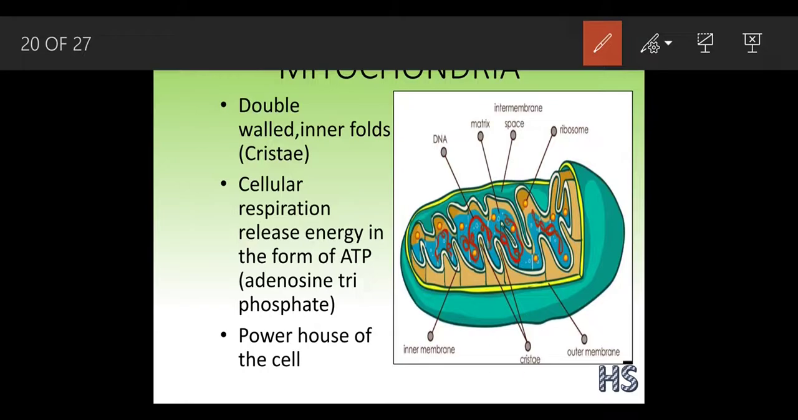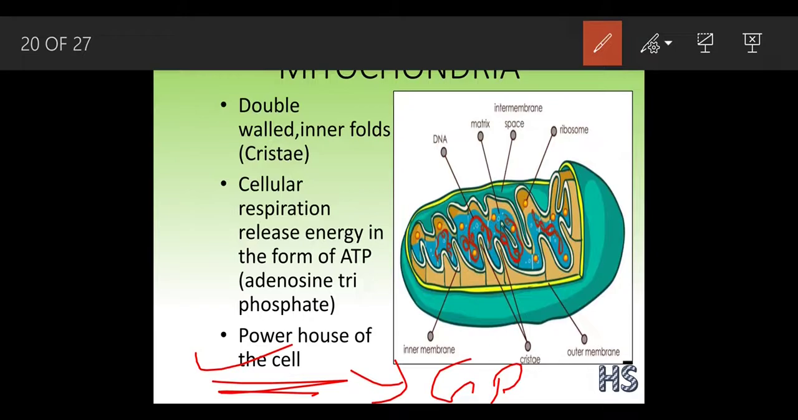This is called the powerhouse of the cell. They might ask you to give a reason. Okay, why is the mitochondria called the powerhouse of the cell? Mitochondria is called the powerhouse of the cell because it works in cellular respiration, which helps to release energy in the form of ATP. So this reason is very important, okay.